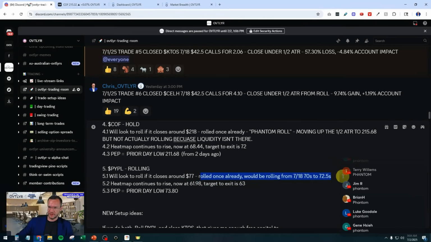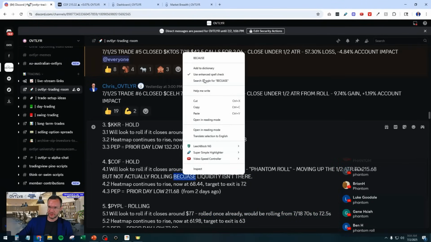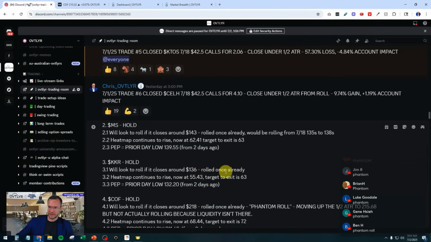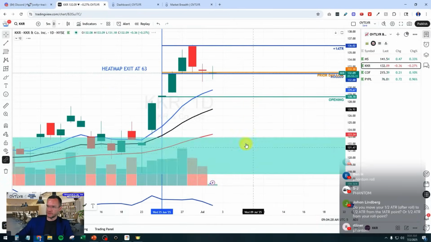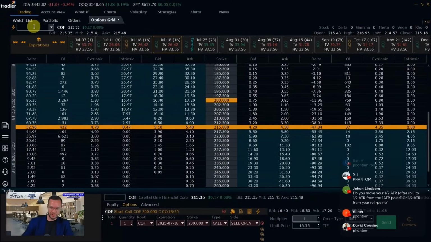And we already got that the phantom roll is not going to actually happen. Let me type that correctly. KKR. Let's do KKR. If KKR gets up to 136.02, 136 area.